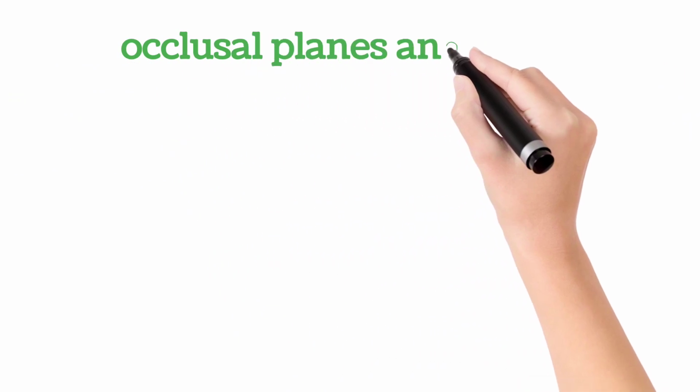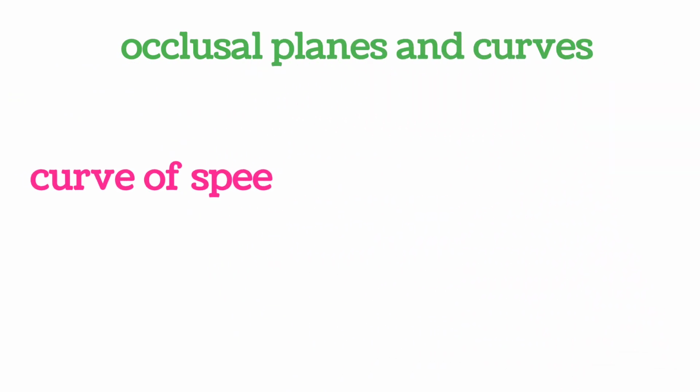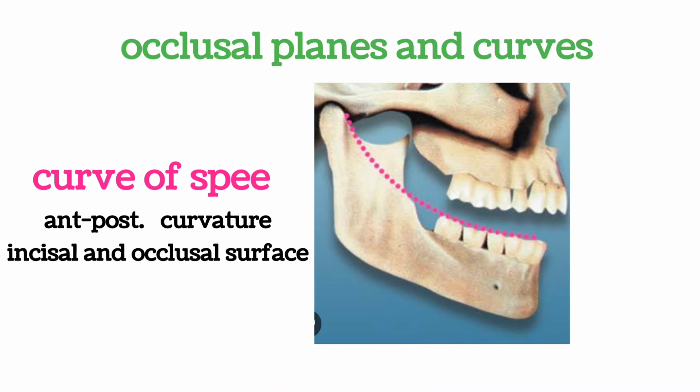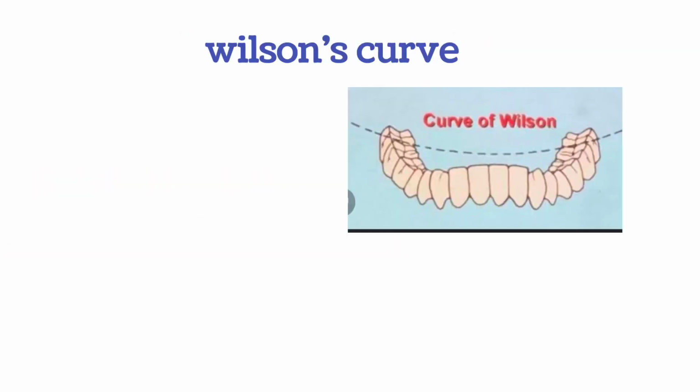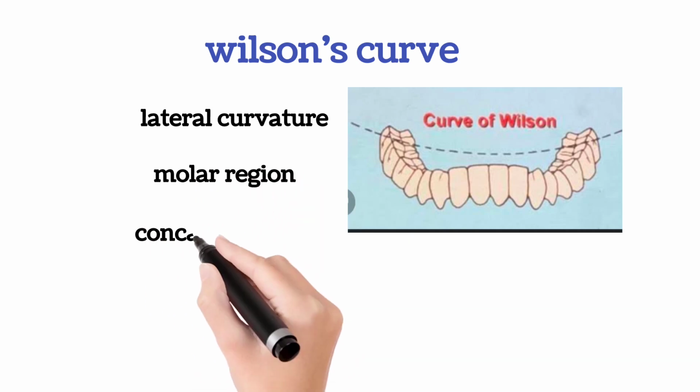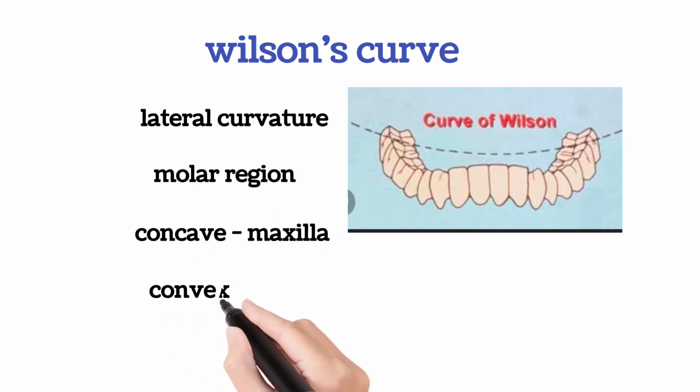Occlusal planes and curves. Curve of Spee. It is the anteroposterior curvature along the incisal and occlusal surfaces of the mandible and the condyle. Wilson's curve. It is the lateral curvature in the molar region. It is concave in maxilla and convex in mandible.